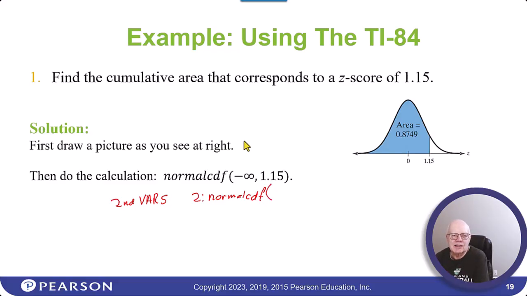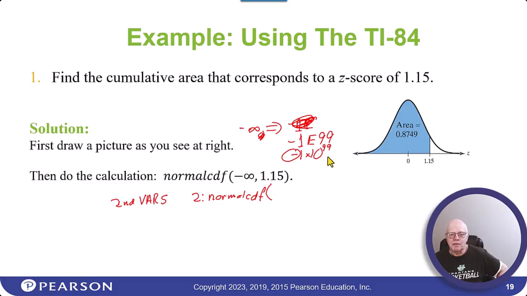The first option is to simulate negative infinity. You can put in negative 1 E 99. And that looks weird. First of all, what does this mean? It means negative 1 times 10 to the 99th power. That is pretty big, and it's negative. So for all intents and purposes, this is negative infinity.